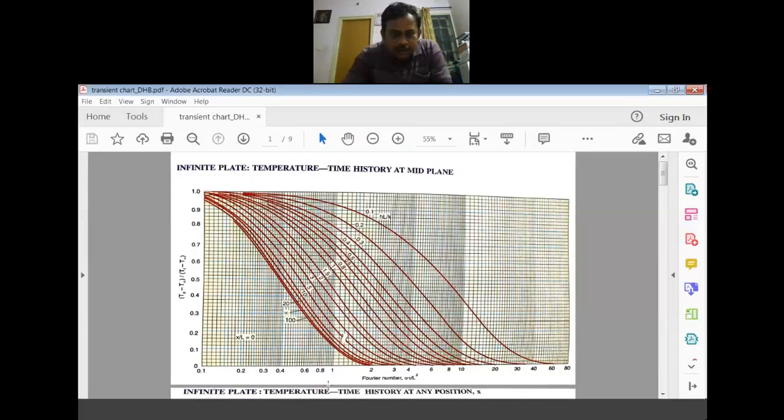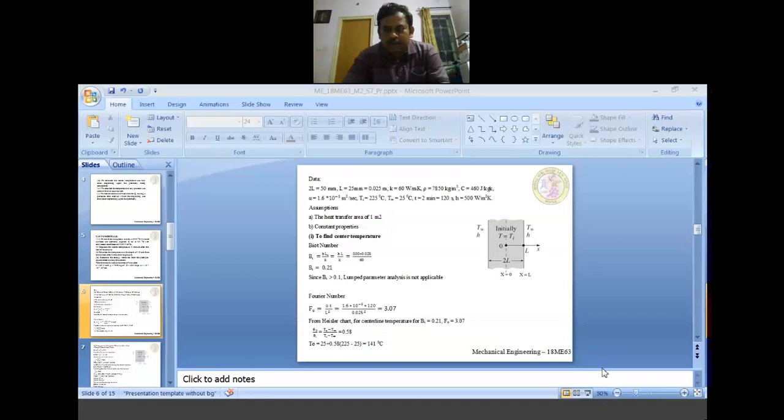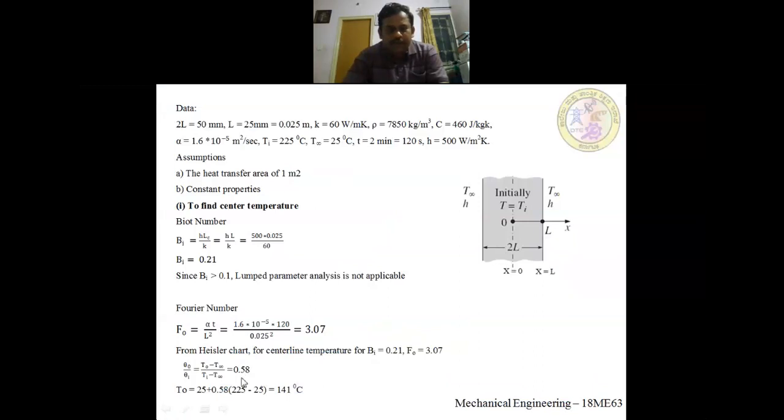So that will be 0.58. Correct now? See, 3 is the Fourier number we have calculated, and 0.2 is the Biot number. Approximately on this side you are going to get 0.58, and you can calculate the temperature at the center.